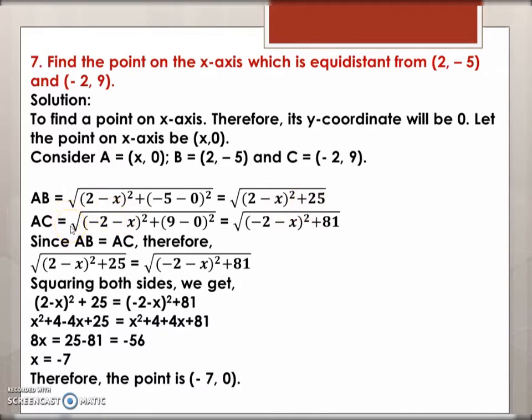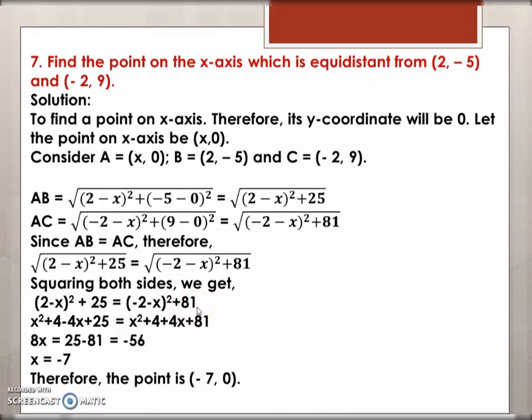Same way, you will substitute the coordinates of A and C in the distance formula and find the length AC also. So that one will be (-2 minus x) the whole square plus 81. Now since it is given that AB and AC are equal, you can equate these two values. When you equate these two, there is a square root sign on both sides, so you can square both sides and remove the square root sign. So when you do squaring, you will get (2 minus x) the whole square plus 25 is equal to (-2 minus x) the whole square plus 81.